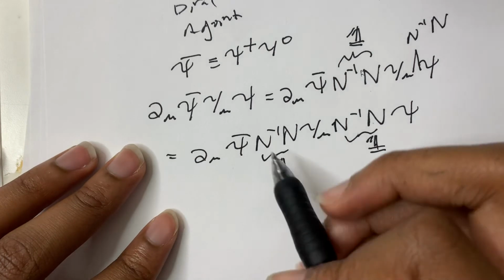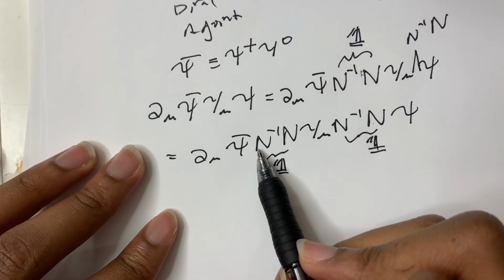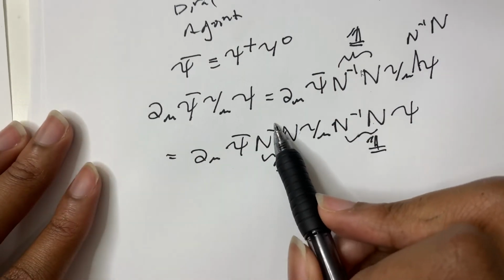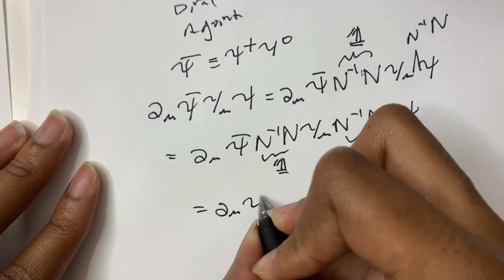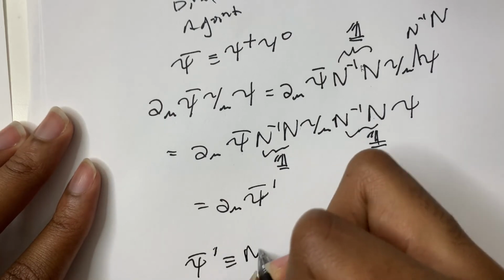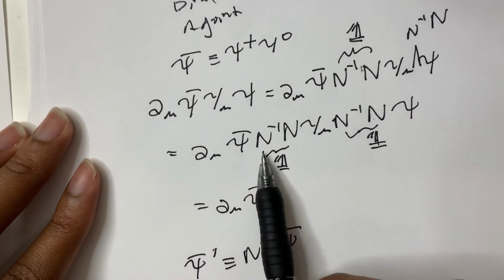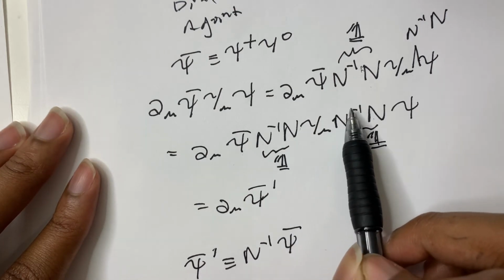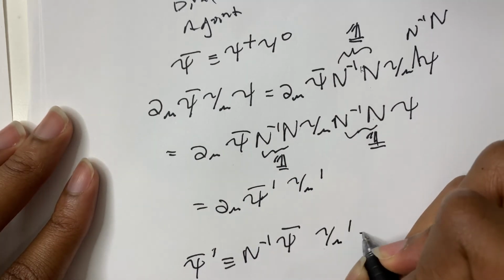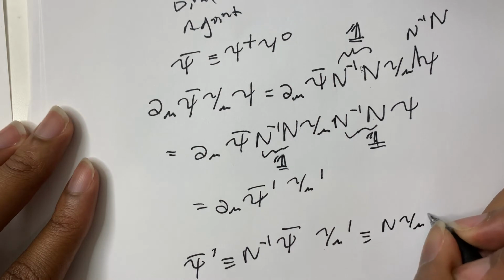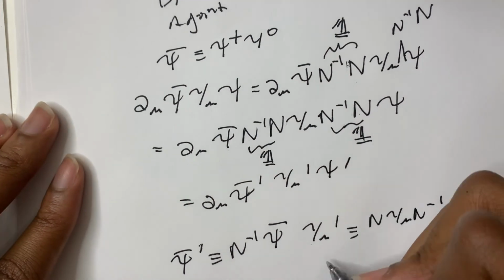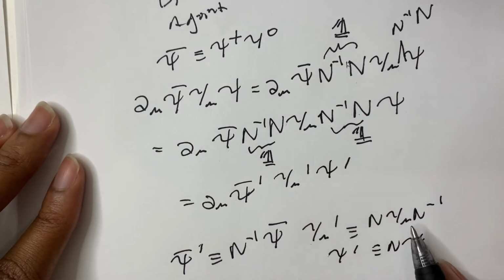since we can pair this Dirac adjoint with this n minus 1 to get the Dirac adjoint prime, where the Dirac adjoint prime is defined as n minus 1 times the Dirac adjoint. And then we have this n gamma mu n minus 1. We can call that gamma mu prime, so gamma mu prime is defined as n gamma mu n minus 1. And this n times the Dirac spinor, you can call that psi prime, where psi prime is defined as n times the Dirac spinor.